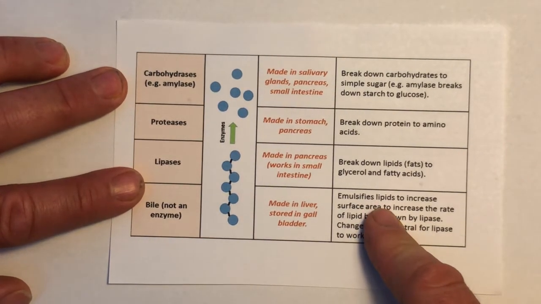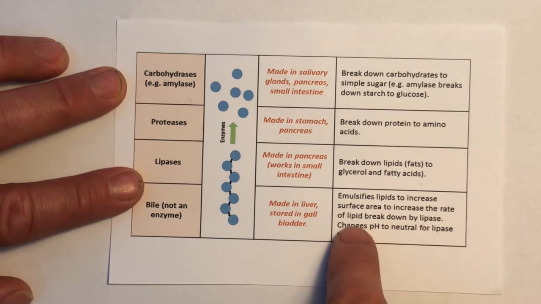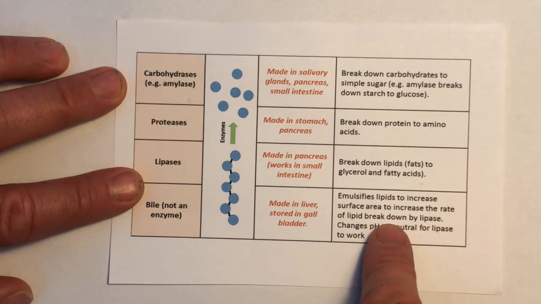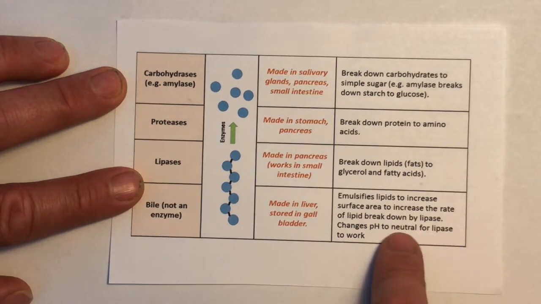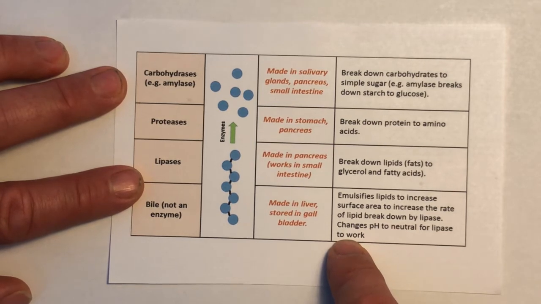If you think about putting a greasy frying pan into your washing up bowl with just water in it, the grease just sits on the surface. As soon as you put in Fairy liquid or any other detergent, what happens is the little globules of fat break up. That is emulsify. And that increases the rate of lipid breakdown by lipase because the surface area is increased. It also changes the pH to neutral for lipase to work. Lipase doesn't work in acidic conditions.